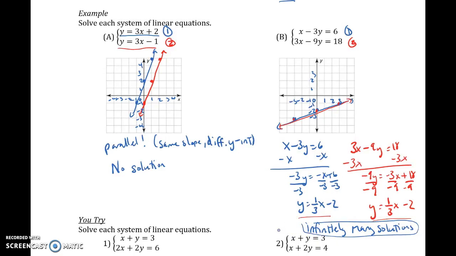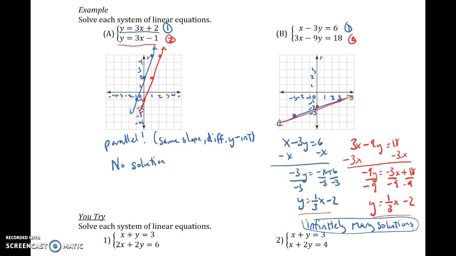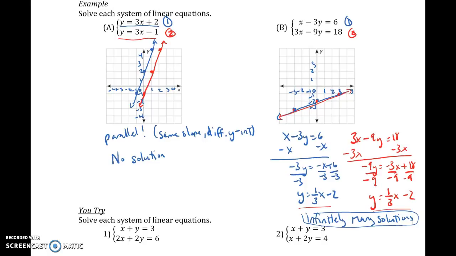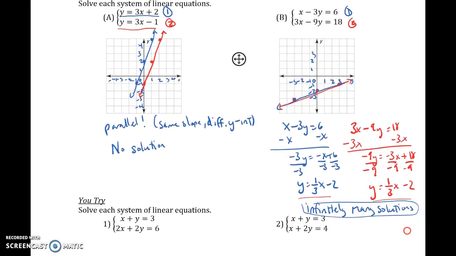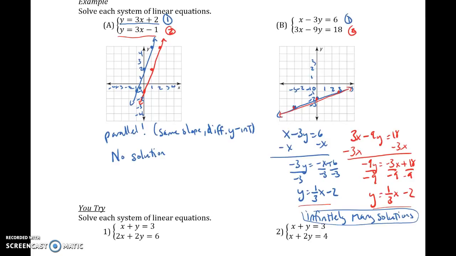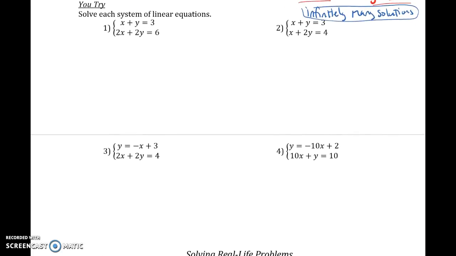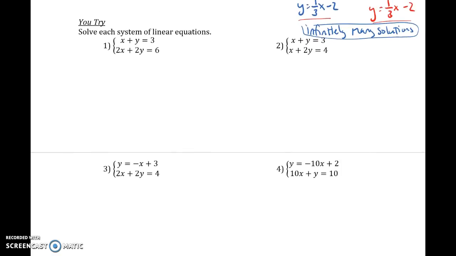Okay? So if you take a look at the you try, feel free to either graph or solve algebraically. It's up to you. What you'll see here is, again, looking at the equations, exact same lines, infinitely many. Same slope, different y-intercept, parallel. Okay? So go ahead and try those out.